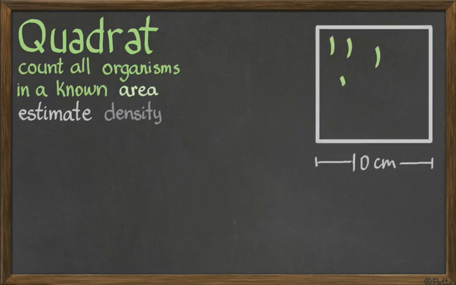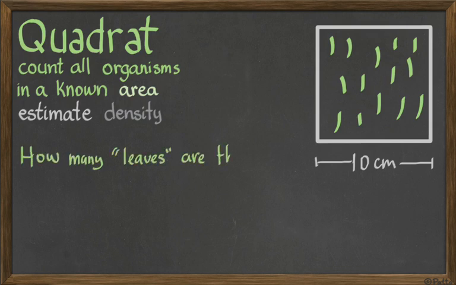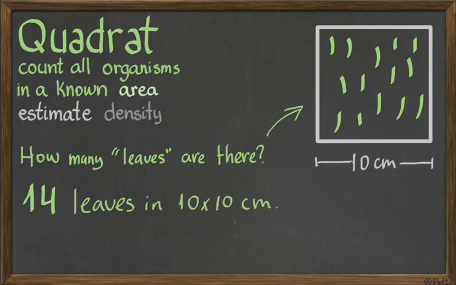For example, let's say that I threw a little square, 10 by 10 centimeters, into a grass patch, and I count how many grass blades are there. In this example, I counted, let me say, 14 leaves in a 10 by 10 centimeter square.